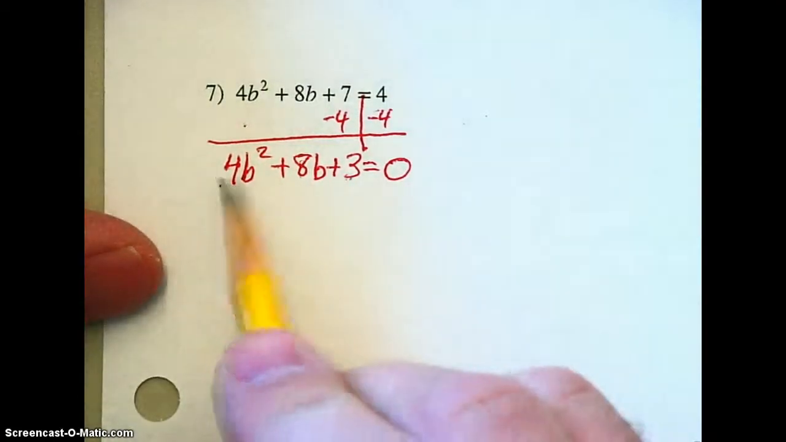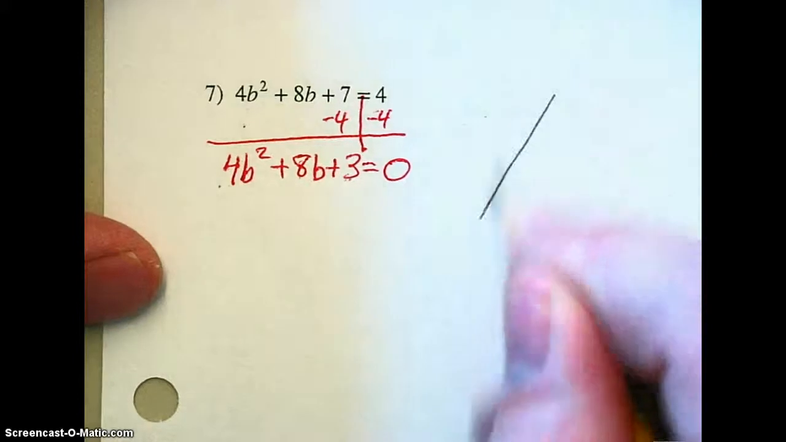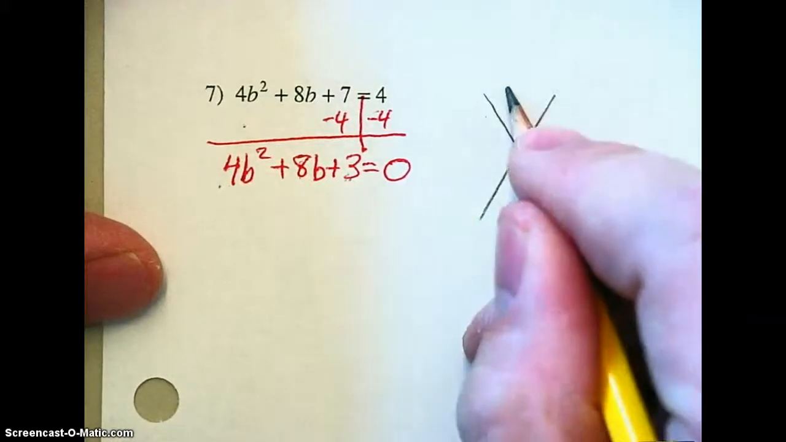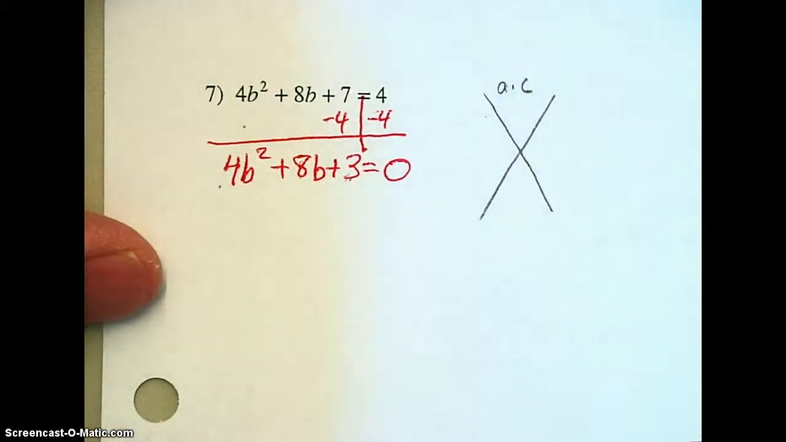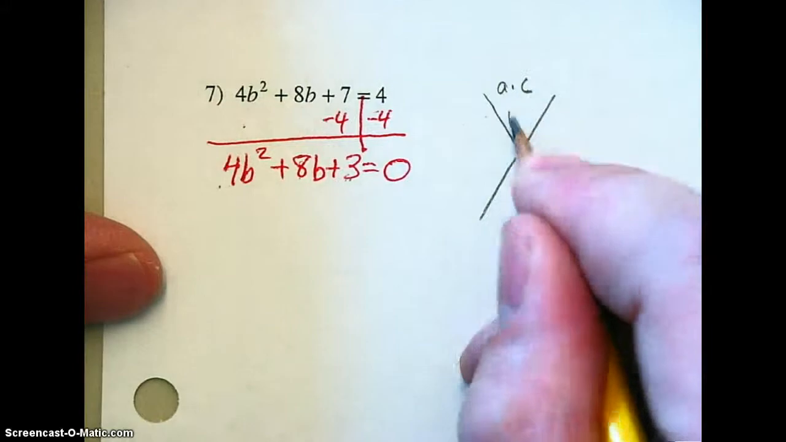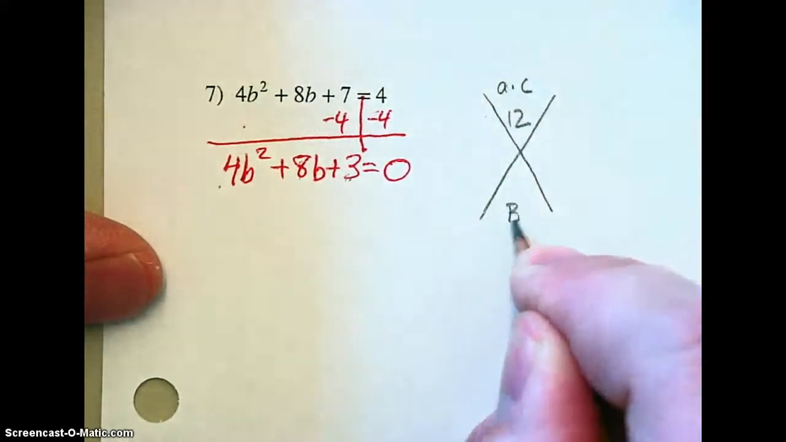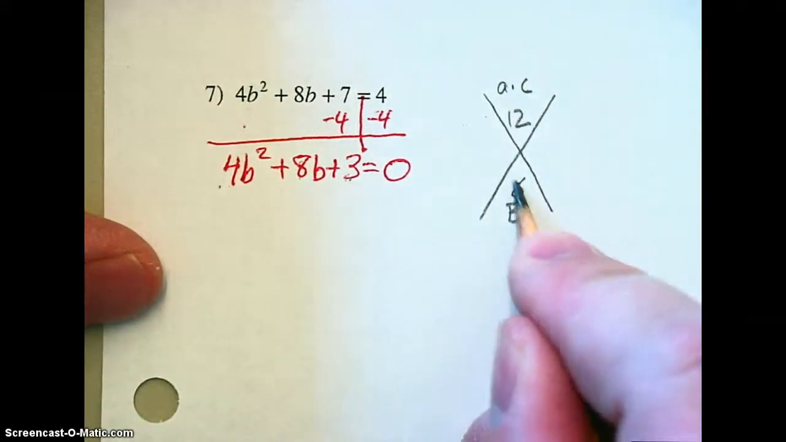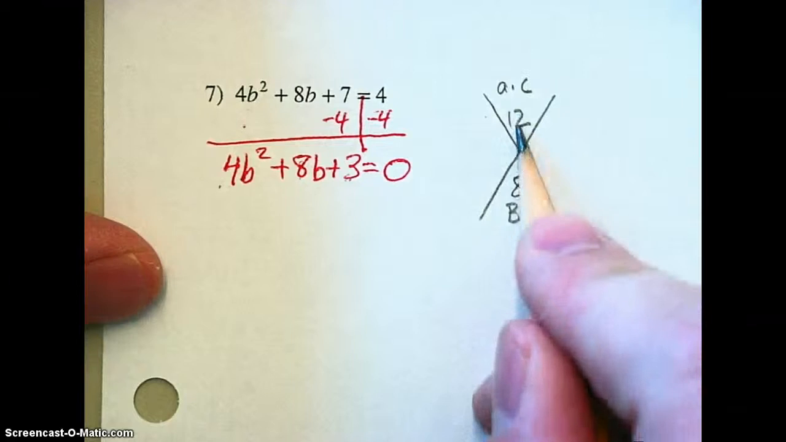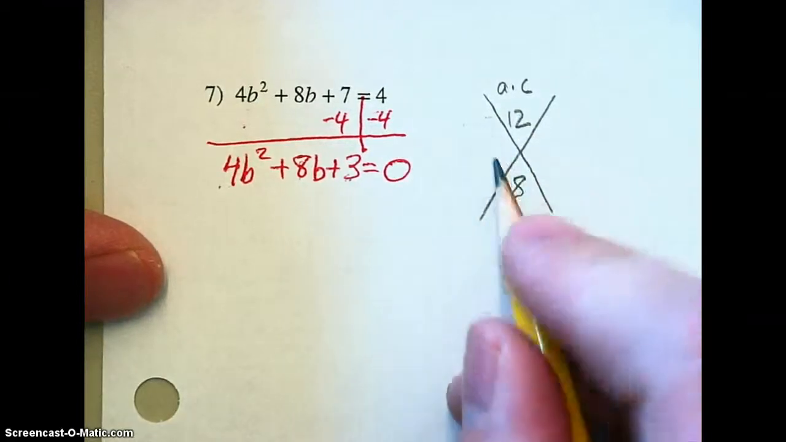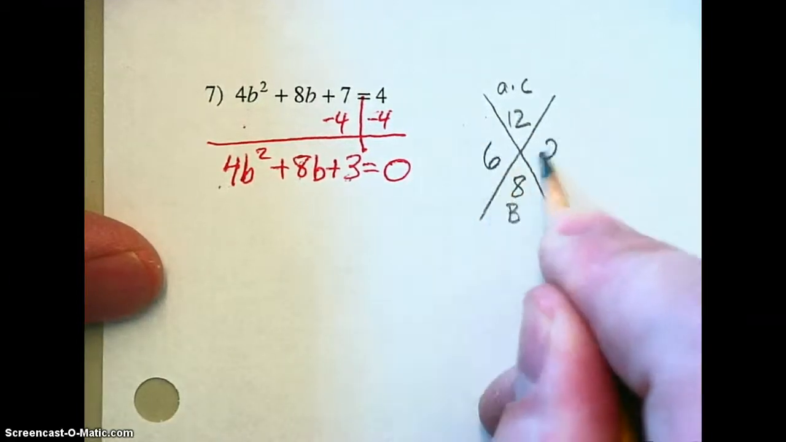Try 4 times 3, right? A times C. 4 times 3 is 12. And we want to add to B. What's B? 8. So we try 1 and 12. It doesn't work. 6 and 2? Yep, 6 and 2 works.